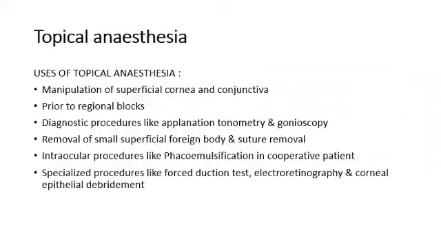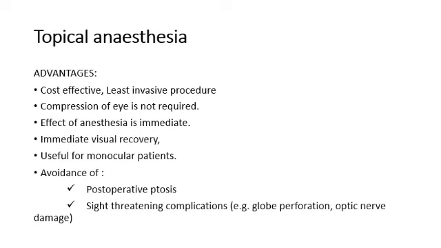So coming to the uses of topical anesthesia: manipulation of superficial cornea and conjunctiva prior to regional blocks, for diagnostic procedures like applanation tonometry and gonioscopy, removal of superficial foreign body and suture removal, for intraocular procedures like phacoemulsification in a cooperative patient, for specialized procedures like forced duction test, electroretinography, and corneal epithelial debridement. So what are the advantages of topical anesthesia?